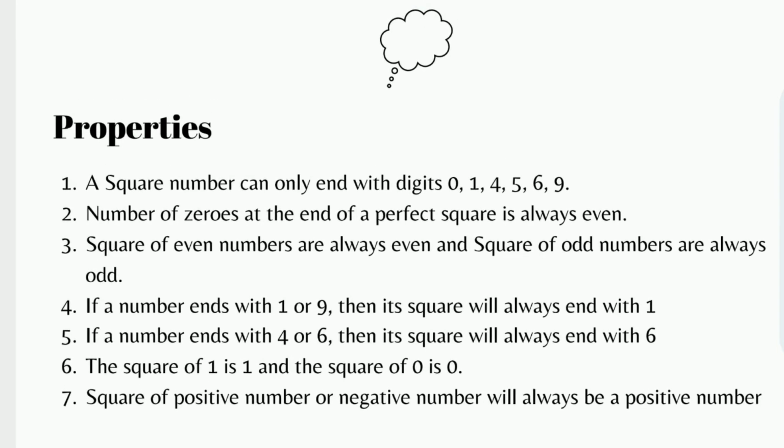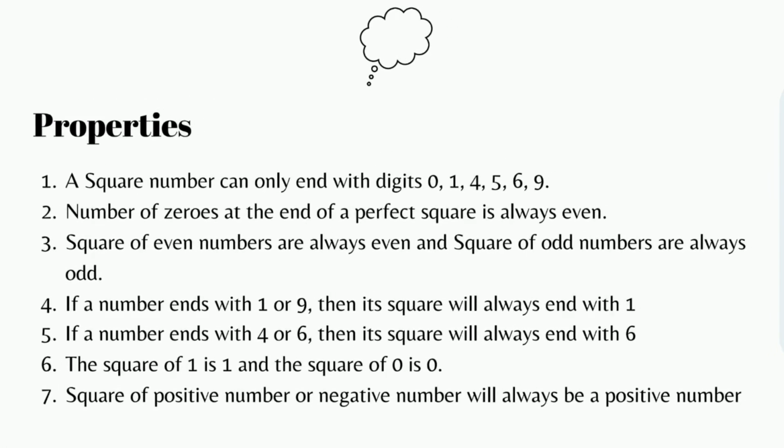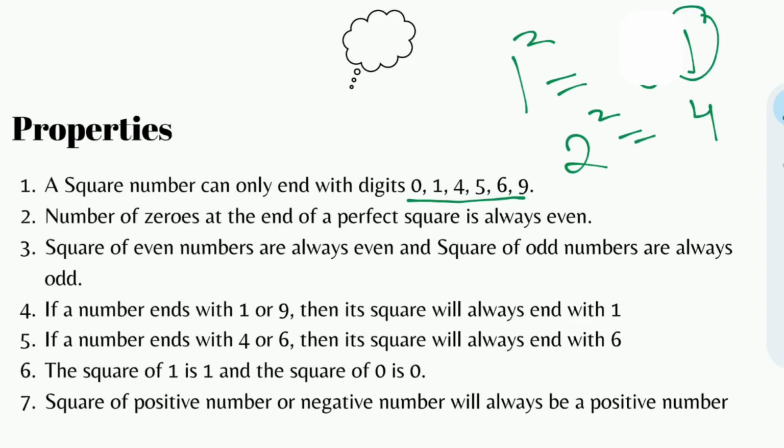The next important part which we have right now is the properties. This is really important for you to solve the calculations a little faster. The first property says a square number can only end with certain digits, which is very obvious if you think about it, because if I have 1 squared, the last digit is 1. If you take 9 squared, it is 81.